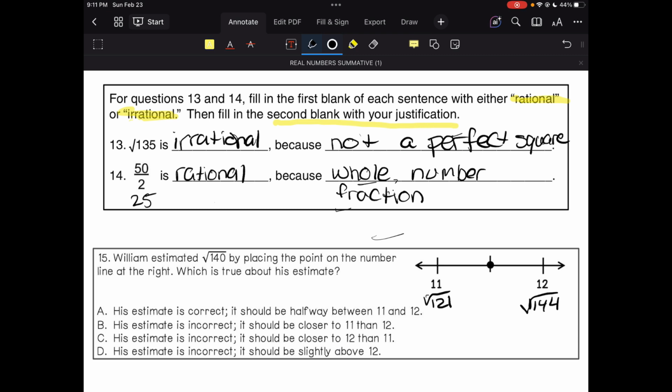Well, if we look at 140, it is actually only 4 away from 144. It is a lot further away from 121. It's 19 away from 121. So it wouldn't be directly halfway, and it wouldn't be closer to 11. His estimate is incorrect because it would be slightly closer to 12 than 11. And it wouldn't be slightly above 12 because 140 is less than 144. So it wouldn't be that one either. So your correct answer here is C.